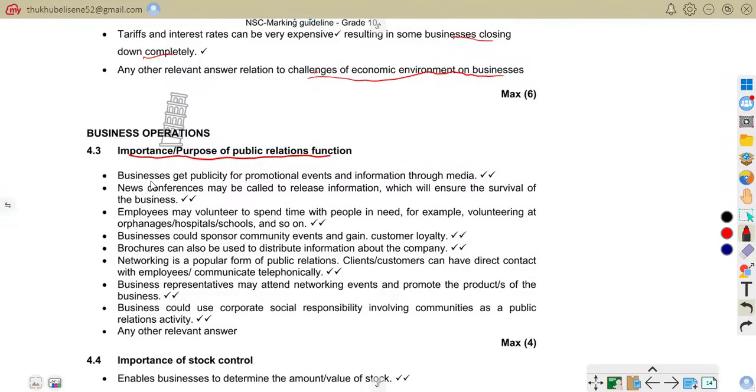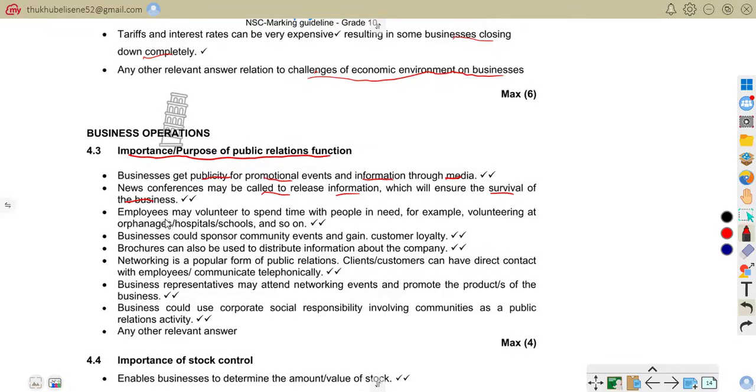So the first one is that business get publicity for promotional events and information through media. It means that public relations promotes the business through media coverage. For example, a company advertises a new product on TV. News conferences may be called to release information which will ensure the survival of the business. Meaning to say, they are used to share important information with the public. For example, a company announcing a new COO.